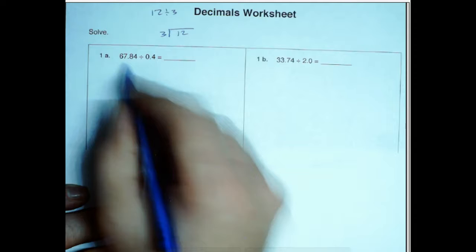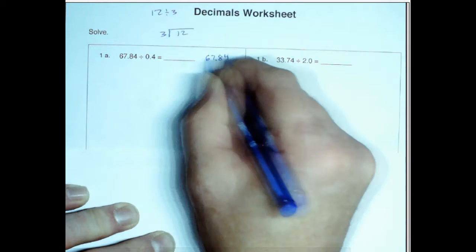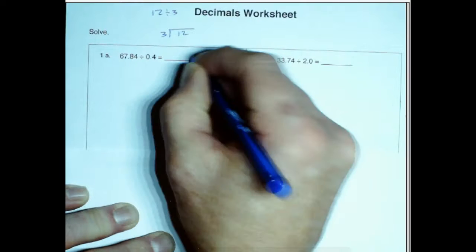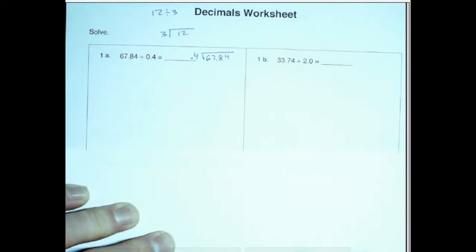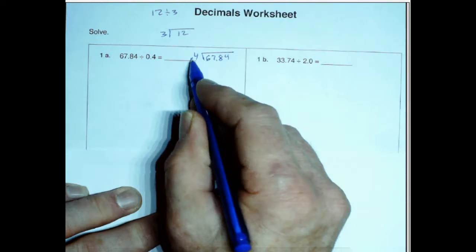So this number here, I'm going to go over here and write 67.84, and that's going to be inside the division bracket. We're going to divide by 0.4, but really it's just 0.4. We don't want to work with any decimals out here in the divisor.